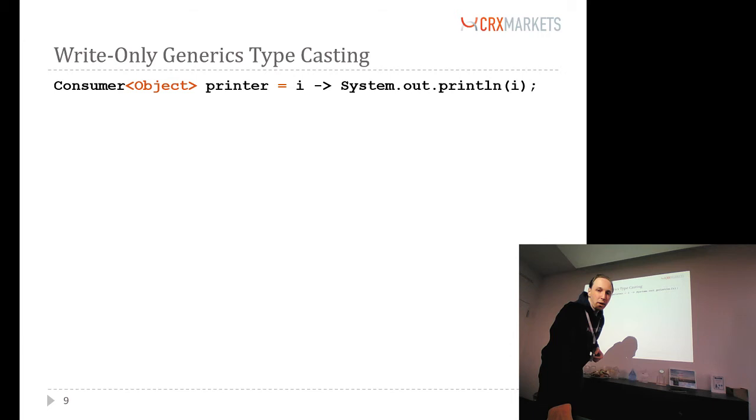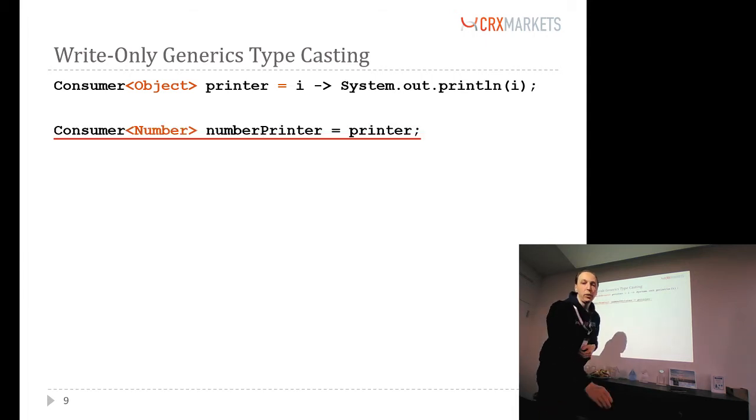We can look at another example, write-only generics. So what's a write-only generic? For example, a Consumer from Java 8. It's a write-only generic. You cannot get anything from this consumer. You can only write something inside. Like you consume an integer and print it out in the console. Okay, but we cannot cast it to a consumer of numbers. But why? Since this consumer of objects can accept any kind of object and it can accept a number. So why can't we cast it to a consumer of numbers?